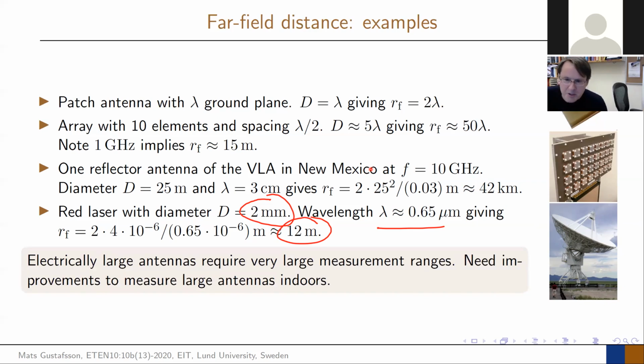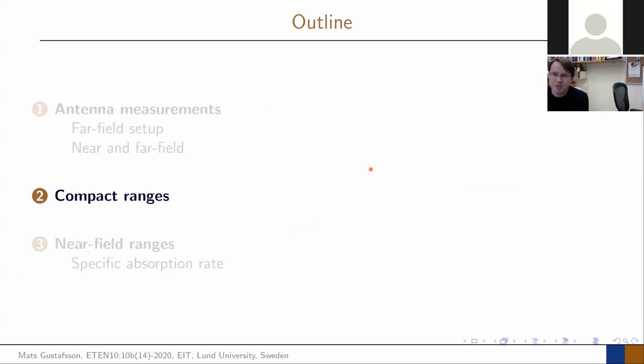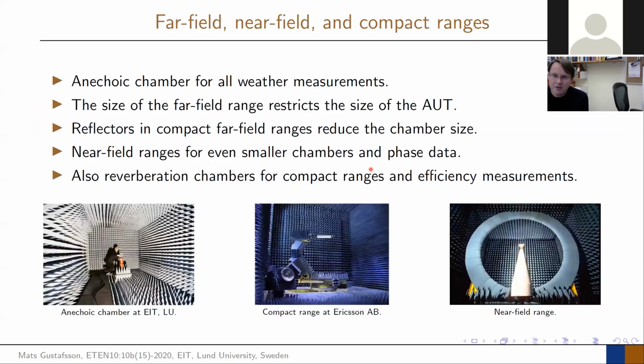So electrically large antennas, which we have in these cases, like both of these ones, they actually require very large measurement ranges. And we need improvements to, of course, measure those ones in an indoor environment. So I will show some of them now. So one is what's called a compact range. And one version of this, you can just see a picture, I'll come back to it soon. One is sitting down there.